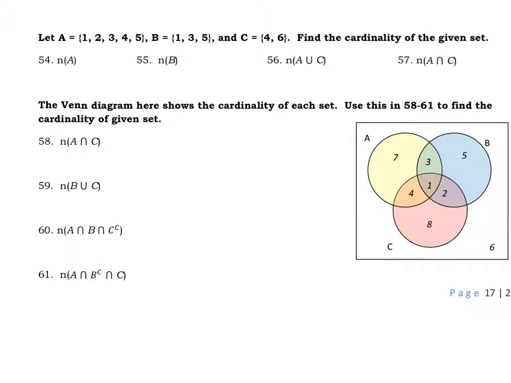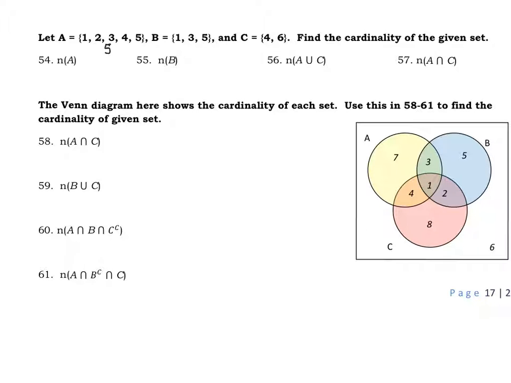Set theory, practice exercises number 54 through 61. So on 54 through 57, they're saying let set A have elements 1, 2, 3, 4, 5. So as you can see, there are 5 elements in that set. I'm going to go ahead and write the cardinalities right below.